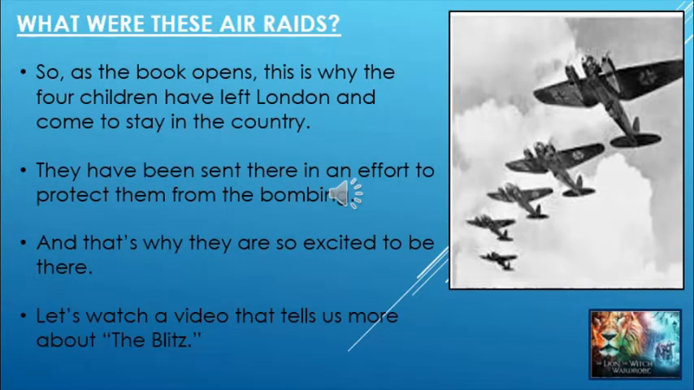So as the book opens, this is why the 4 children have left London and come to stay in the country. They have been sent there probably by their parents in an effort to protect them from the bombing. And that's also why you'll see that they are so excited to be there as the story opens. So let's watch a video that will give you a little better perspective on the Blitz and the damage that it did.